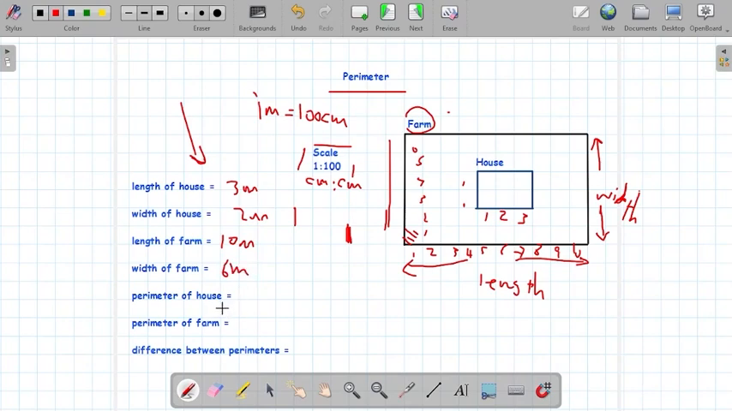Now the perimeter of the house. When we studied perimeter, the perimeter is the total of all sides.